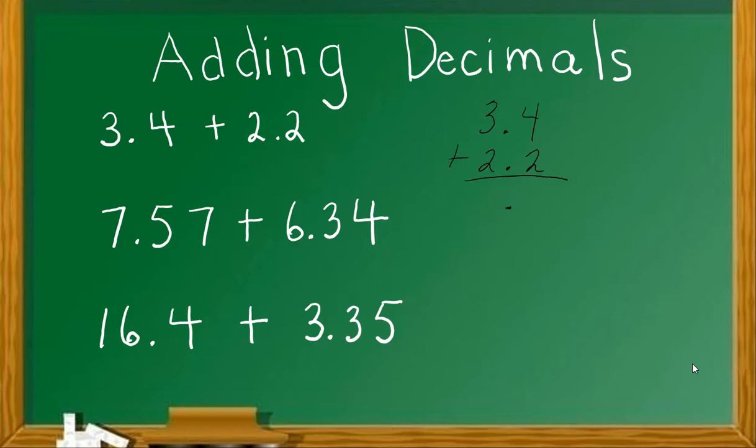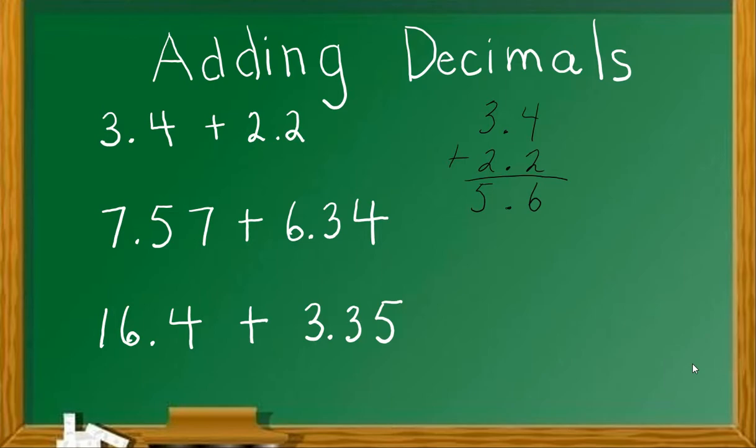So starting in the tenth column, or the column that's furthest to the right, we add 4 plus 2, and that is 6. And moving to the left, there's no numbers to carry. 3 plus 2 is 5. And that's our answer, 5 decimal 6, or 5 and 6 tenths.